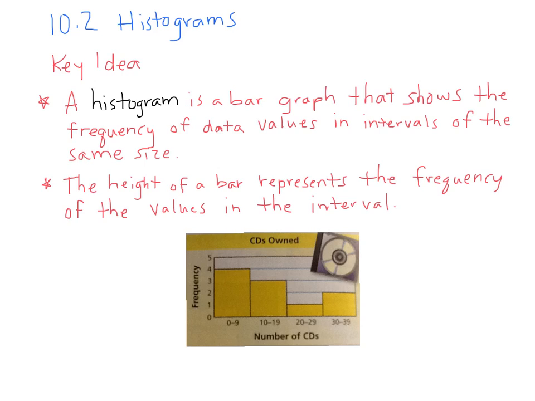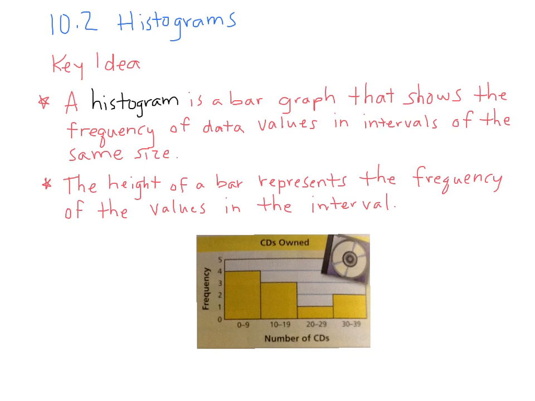As I look at this histogram, we're representing the frequency. We talked a little bit about this in Chapter 9, when we did a frequency table. It was kind of the same thing, but this way it's put into a bar graph, so that becomes a histogram. We're talking about CDs owned, so that is our whole topic. We have the number of CDs, and then the frequency of the people that own them.